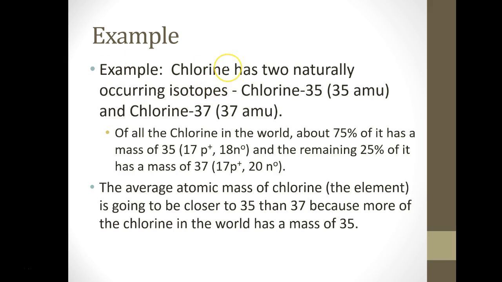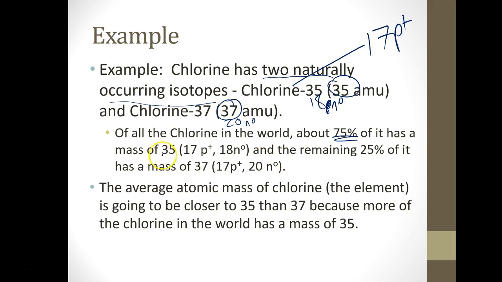So for example, in the real world, there are 2 naturally occurring isotopes of chlorine. Both of them have 17 protons. This one has 18 neutrons, and this one has 20 neutrons. Therefore, they weigh different amounts because the majority of the mass is in the protons and neutrons. Of all the chlorine in the world, about 75% of it weighs 35, and only 25% of it weighs 37.